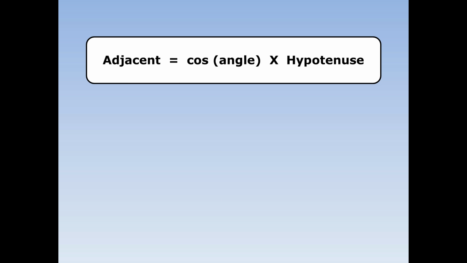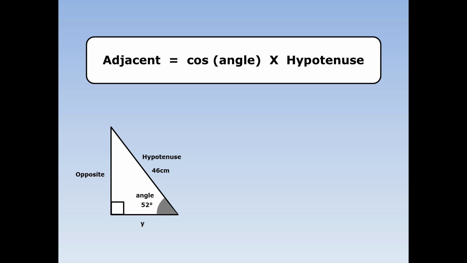Let's look at another formula. To find the adjacent side, we use the cos of the angle times by the hypotenuse. This is another one of the 6 formulas, and we can use it to work out what y is equal to in this triangle. Let's label all the sides. This is the angle we're looking at the moment. The hypotenuse is opposite to the right angle. The opposite side is always opposite to the angle we're looking at the moment. And the adjacent side is next to the angle we're looking at the moment. We're trying to find out what y is equal to, and that's the adjacent side.